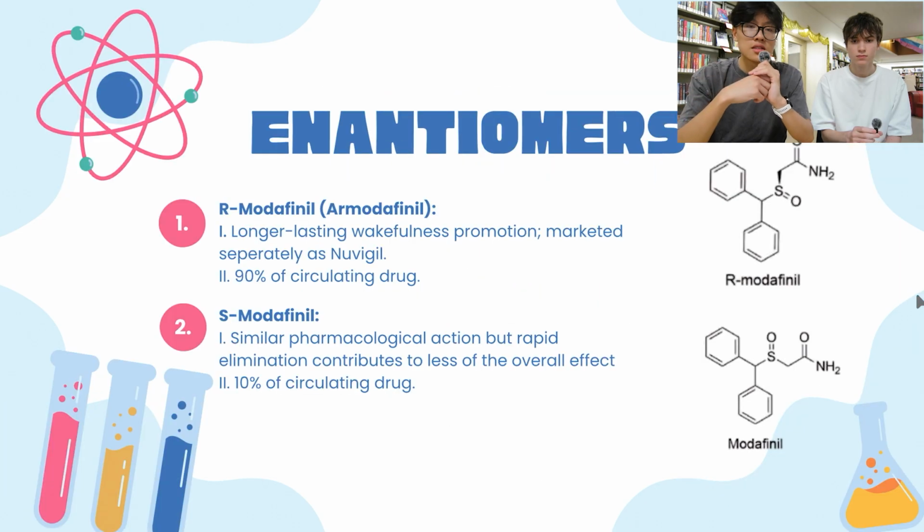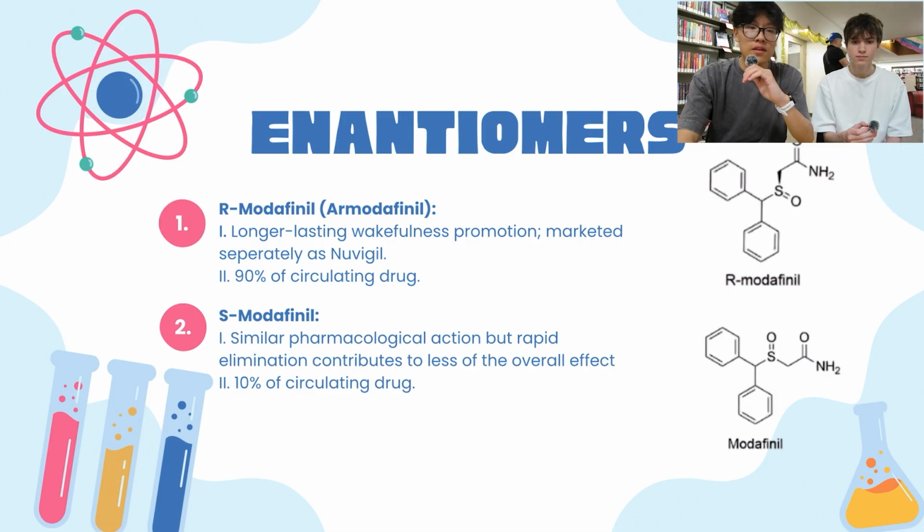Now let's take a look at its enantiomers. They only really have the R and S enantiomers, as we learned about in class. With the R enantiomer being armodafinil, which promotes longer lasting wakefulness and is marketed as Nuvigil. This is the one that's mostly in circulation, with around 90% of this R-enantiomer being the one that's actually sold for this drug.